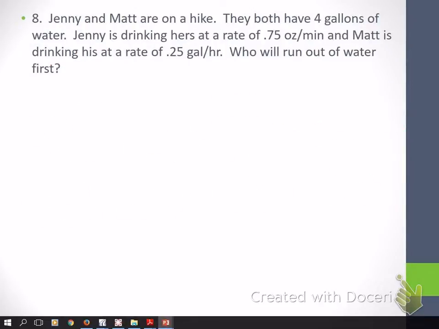Okay, try this one. Jenny and Matt are on a hike. They both have 4 gallons of water. Jenny is drinking hers at a rate of 0.75 ounces per minute, and Matt is drinking his at a rate of 0.25 gallons per hour. Who will run out of water first? Well, obviously, whoever's drinking at a faster rate will run out of water first. So pick one of these guys, convert them to the other rate, other units, and see if you can't figure out who's going to run out of water first.